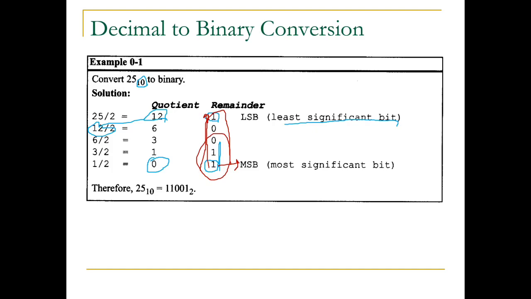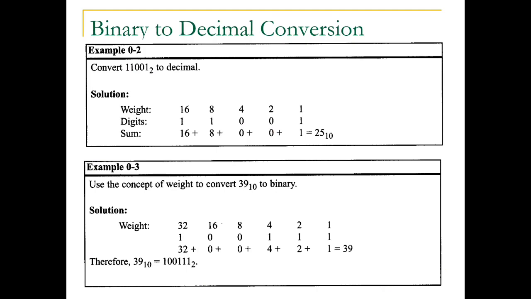Now in the next slide we will convert the binary number back to decimal. So let's go. Binary to decimal conversion. In this slide we will convert 11001, which is in base 2, back to decimal. In this method we take the weight of each binary digit.